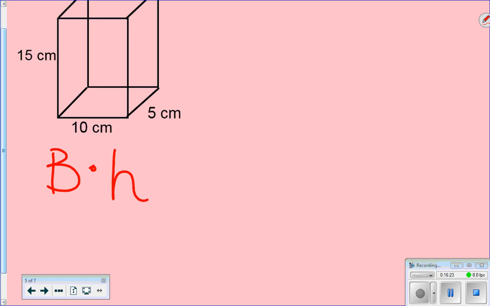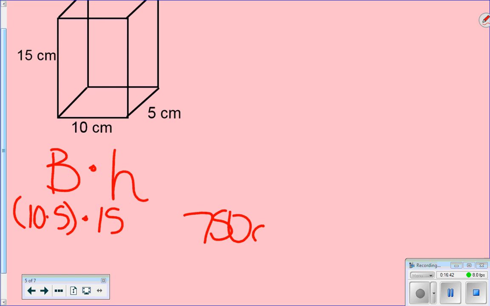So you would have done 10 times 5. That'd be the area of the base, times 15. Let's see. Is it 250? Is that right? No. 750. There we go. 750 centimeters cubed.